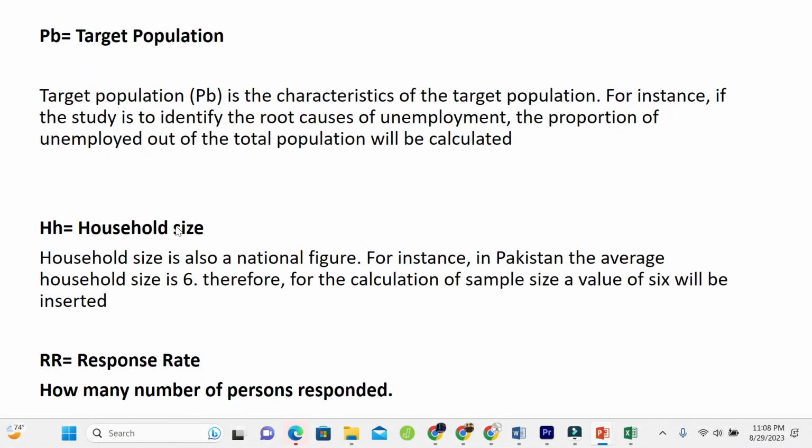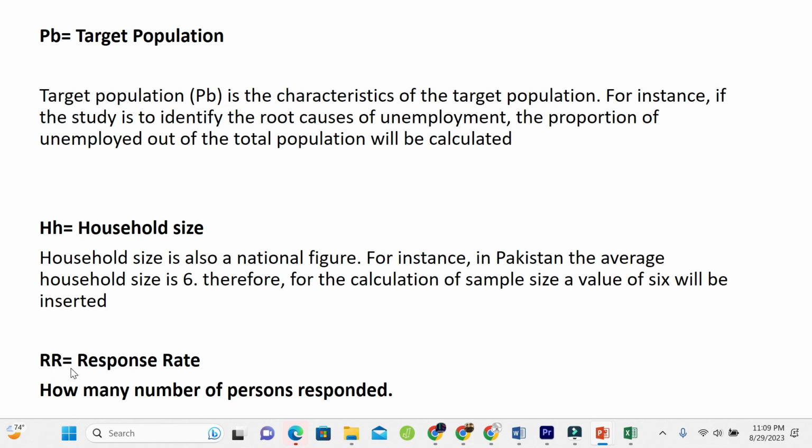And then the household size is again a national figure. We can take this figure from surveys which have been conducted previously, like it can be collected from the census data, the national census data, or any other survey. In Pakistan, the household size is 6, which is obtained from the recent 2023 census.